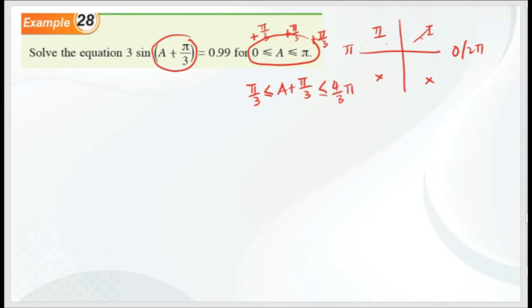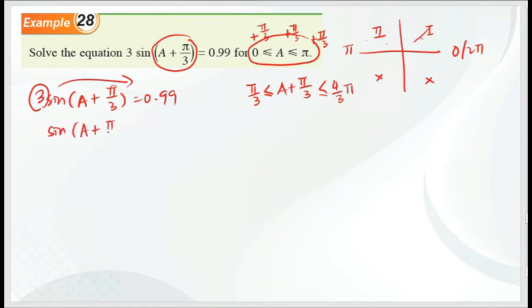So now we solve it one by one. 3 sin (a plus pi over 3) equal to 0.99. Don't shift sine 0.99 first. But you move 3 to the back. 3 moves to the back, multiply will become divide. So sine (a plus pi over 3) equal to 0.99 divided by 3, which equals 0.33.